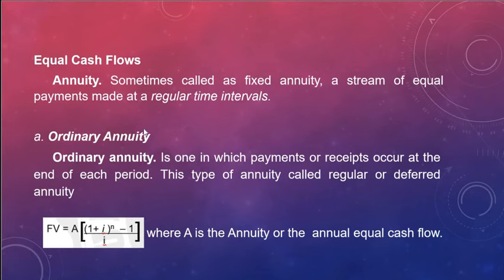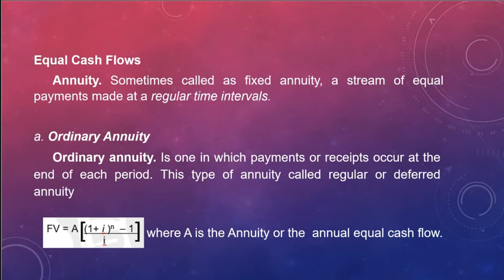So, para mo apply ning ordinary annuity na concept, how to compute for the future value? Ito yung formula natin. Future value is equivalent to A or annuity times 1 plus i raised to the power of n minus 1 over i. So, again, kani siya dapita na part sa formula, you're actually computing for the future value factor. Okay?